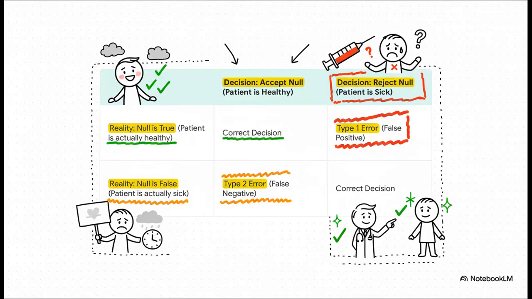All right, let's walk through this. Take a look at the top row. In reality, the patient is healthy. If our test agrees and says they're healthy, great, correct decision. But if our test rejects that idea and says they're sick, boom, that's a type 1 error, a false positive. Now let's look at the bottom row. Here, the reality is the patient is actually sick. If our test misses it and says they're healthy, that's our type 2 error, the false negative. But if it correctly spots the sickness, hey, we're right again.